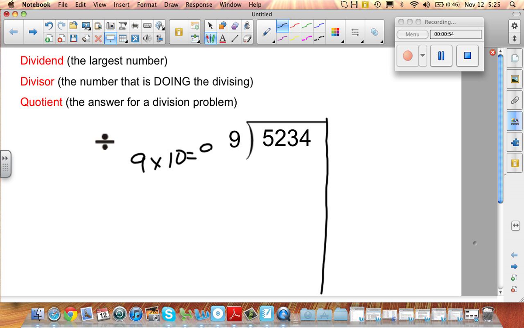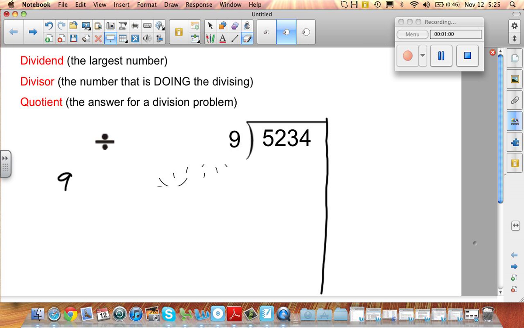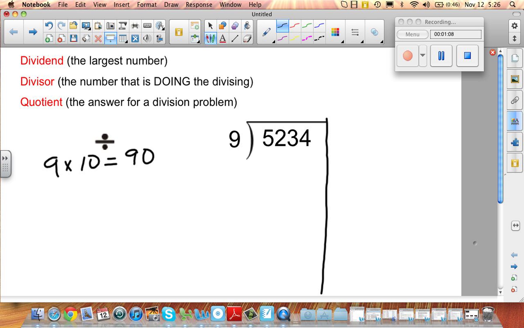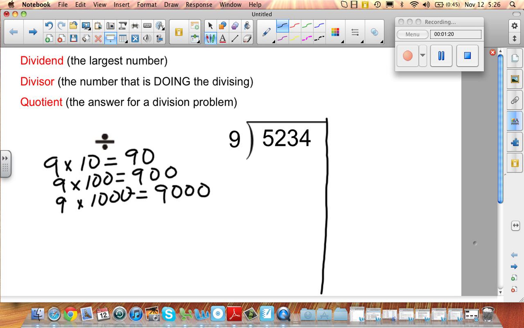Let me back this up a little bit. 9, oh, that's not right. Okay, sorry. I should just start this all over. Maybe I'll learn how to edit. We know that 9 times 10 is 90. 9 times 100 is 900. 9 times 1,000 is 9,000, right? 9,000 seems way too big for this problem.